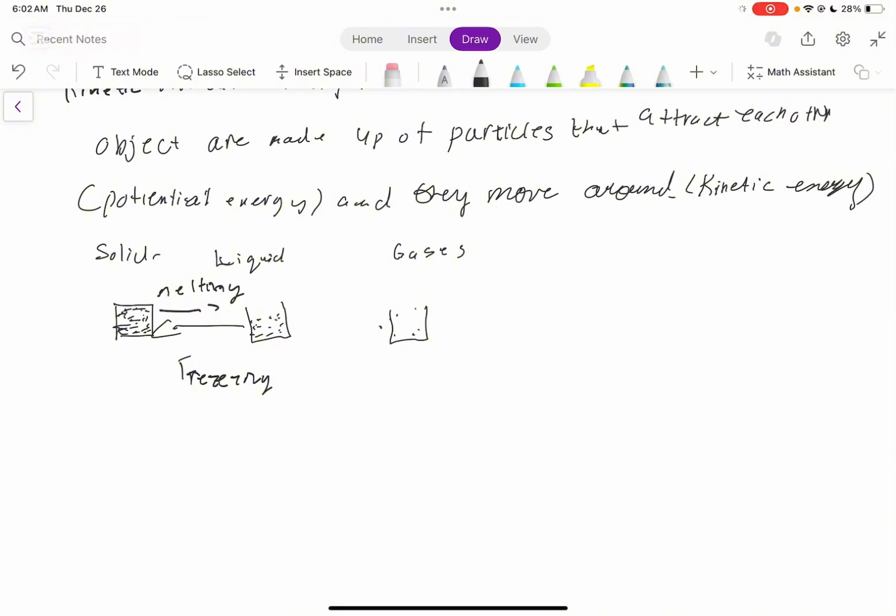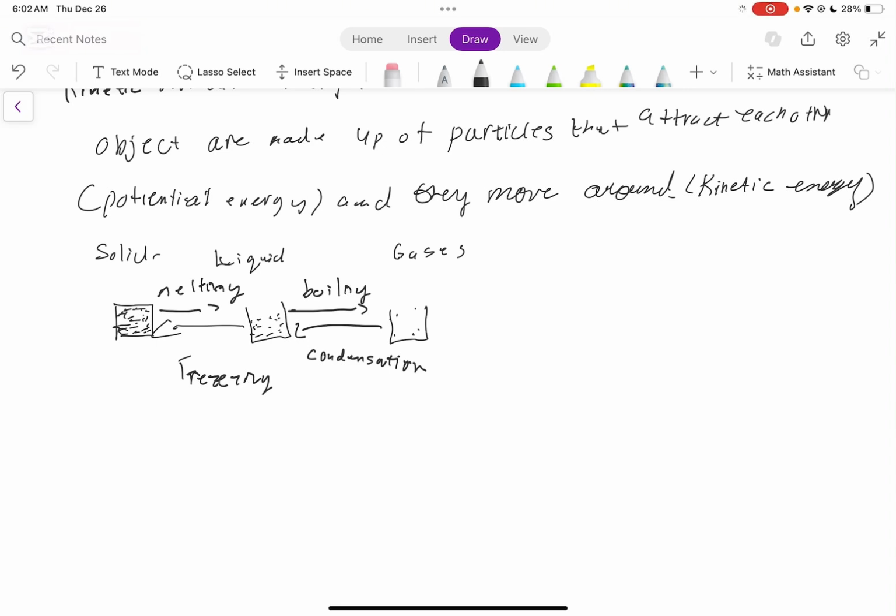The way that gases go to liquids is by condensation. You may see condensation sometimes early in the morning when you wake up on your window. And how liquids can go to gases is just by boiling. So heating them up until they start to evaporate and become gases.